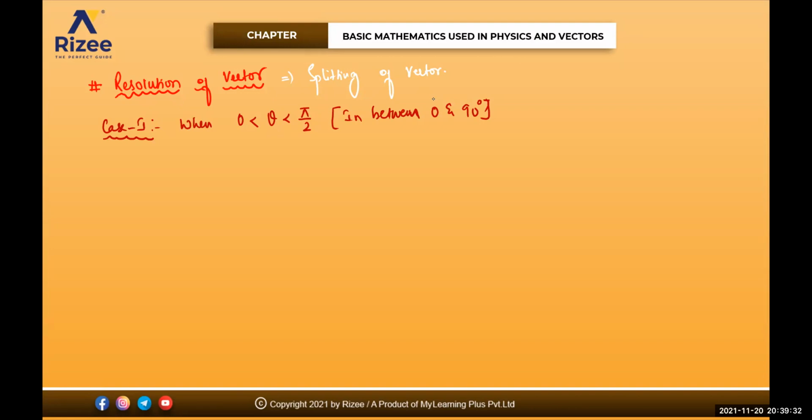0 lesser than theta, theta lesser than pi by 2. See here, theta is lesser than 90 degrees. Lesser than 90 degrees, meaning which range will it come in? Will it be 0 degrees or 90 degrees? Theta value is in between 0 and 90. So when you're writing theta value in between 0 and 90, that will be something like this: 0 lesser than theta, and that is lesser than pi by 2. Clear?